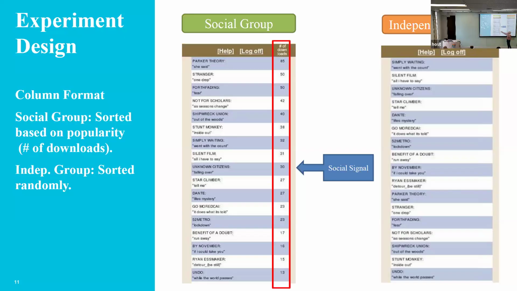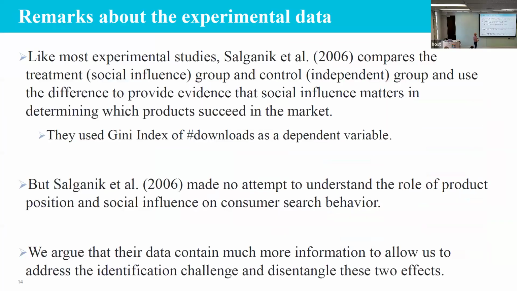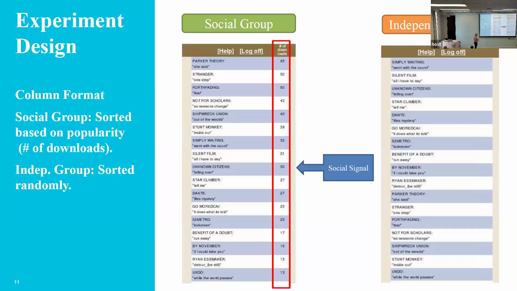The social influence group will show that when you log in, these songs are ranked based on popularity, based on the number of downloads prior to your arrival. Let's skip the matrix format for now. So that will be the setup. You can see that the independent group is free of social influence. But in this group, both the position and the social influence will matter.